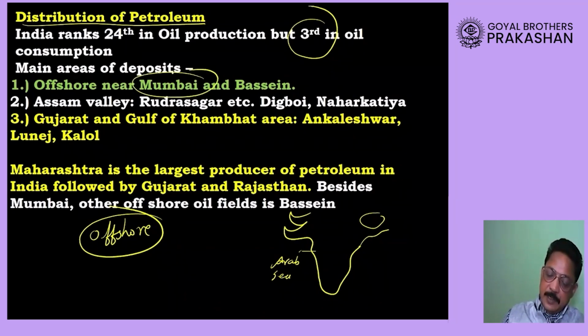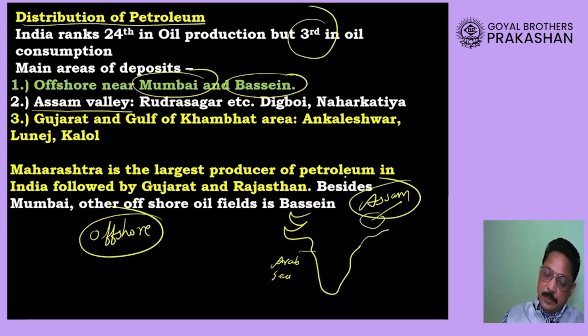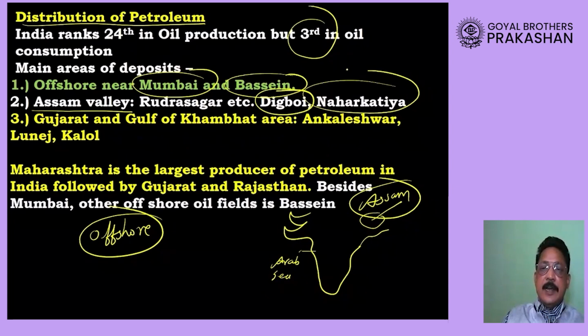Mumbai, and near Mumbai there is a place called Mumbai High and another place called Basin. There we find a large amount of petroleum. Besides that, in the Assam Valley, the Assam region, we find a huge amount of petroleum. In Assam, a place called Digboi is the oldest oil field. Another one is Nahar Katia, also in Assam. In Gujarat, dear students, we find it at places called Ankleshwar, Lunej and Kalol.